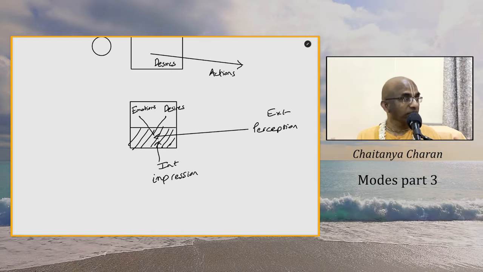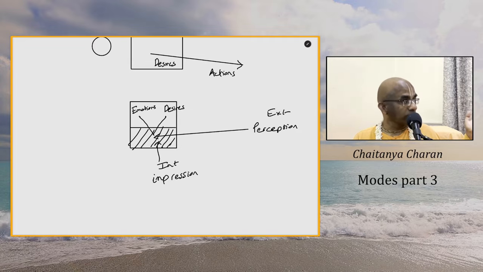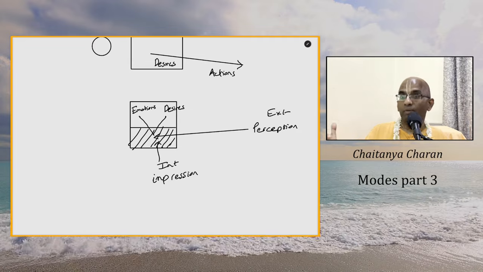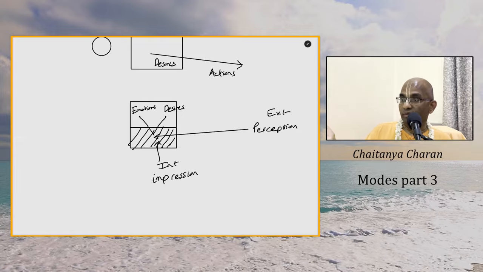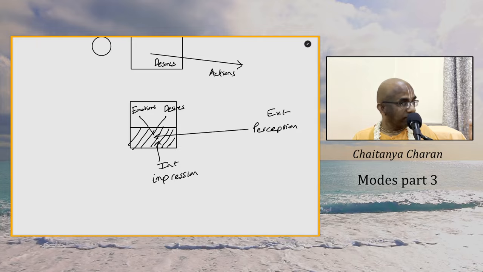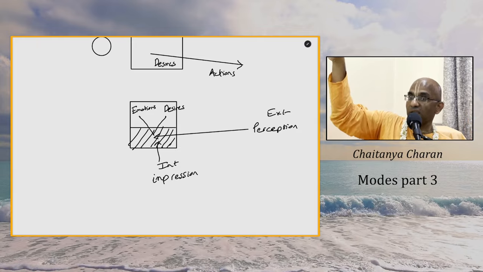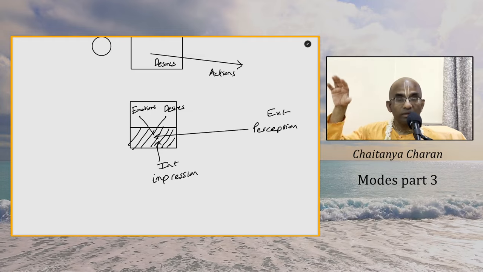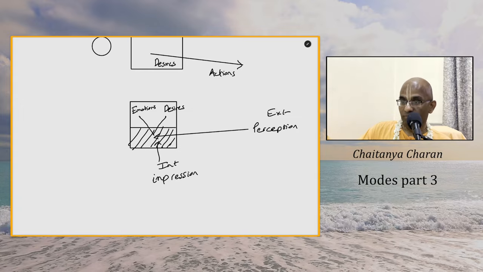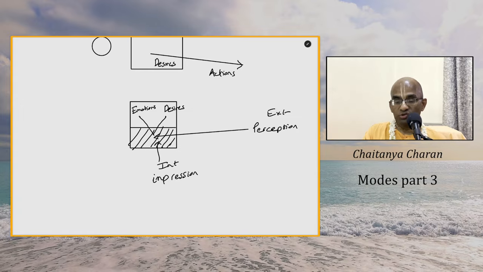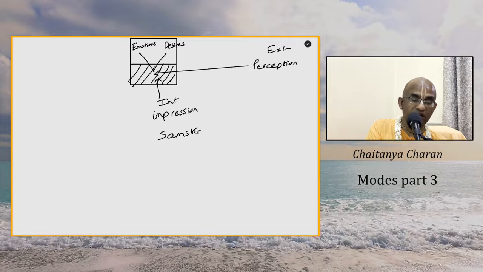If somebody's primary impressions are in Rajoguna, they may wonder where the movie theaters are, where the discotheques are. If somebody's primary impression is Tamoguna, where are the bars, where are the brothels. So things like that. So these gunas create impressions within us. Or rather, there are impressions within us. Impressions are associated with different modes. The Sanskrit word for impression is samskar.